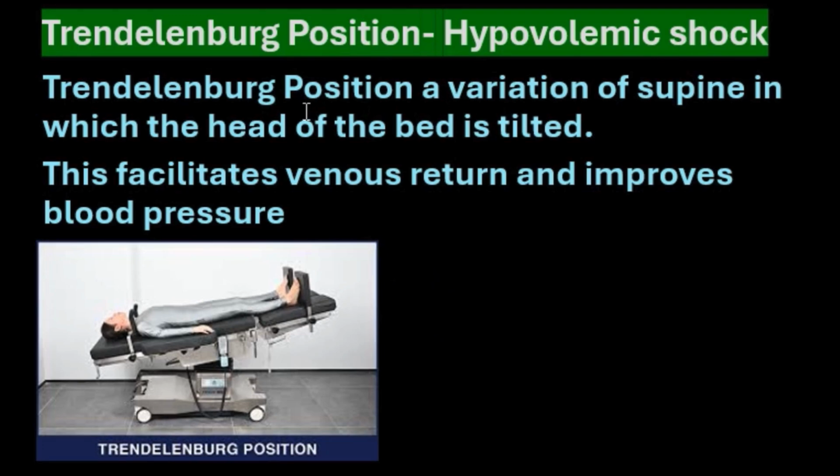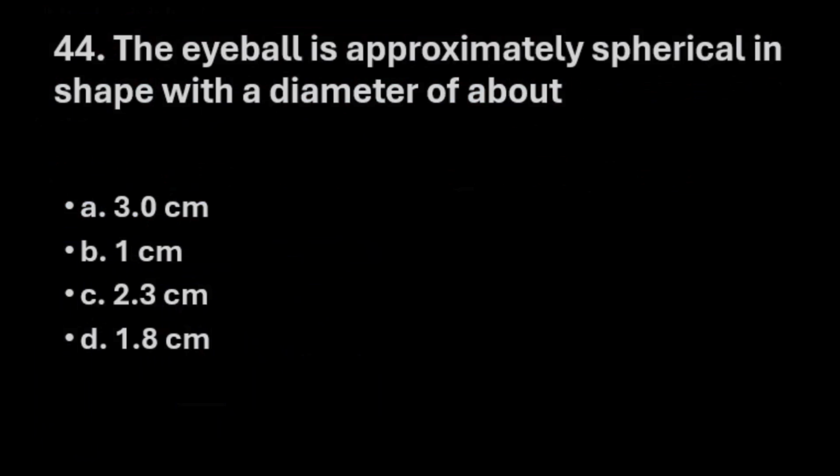Trendelenburg position is used in hypovolemic shock. Trendelenburg position is a variation of supine in which the head of the bed is tilted down. So, here it will facilitate the venous return and improves the blood pressure. That's why this Trendelenburg position is used in hypotension, hypovolemia, etc. to improve the venous return and blood pressure.